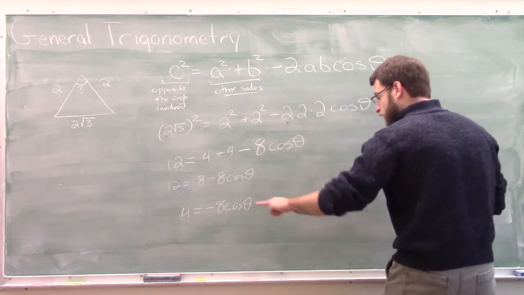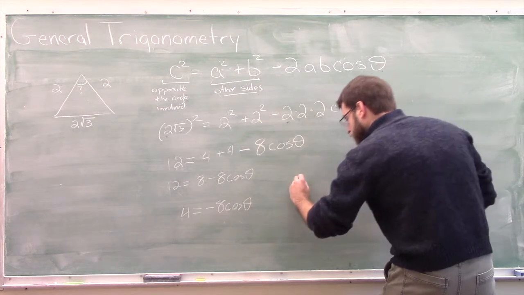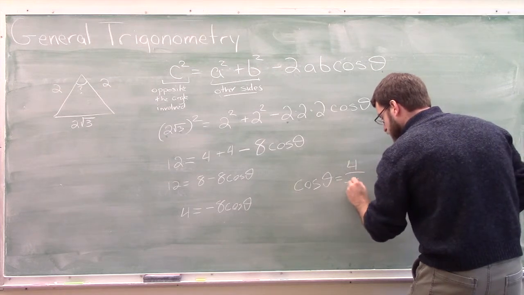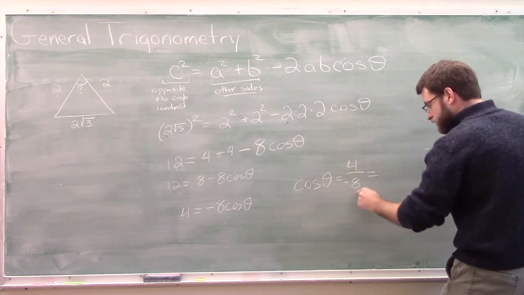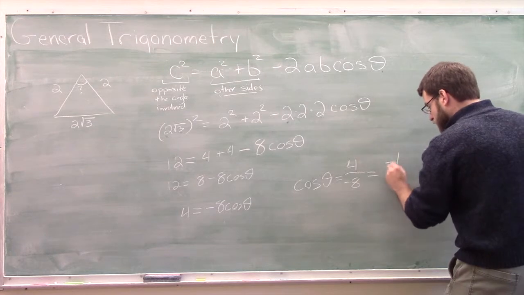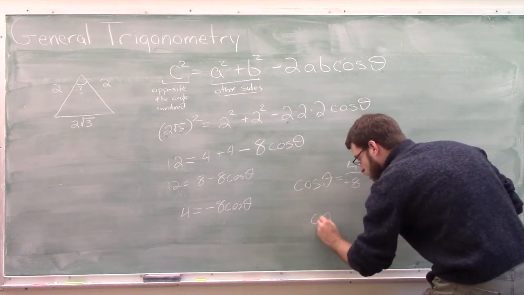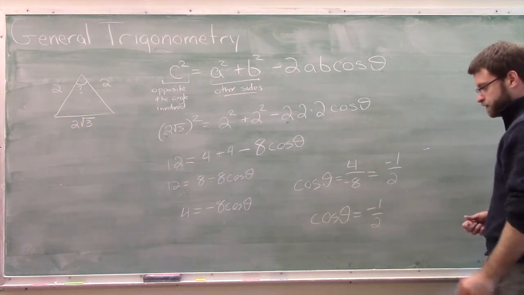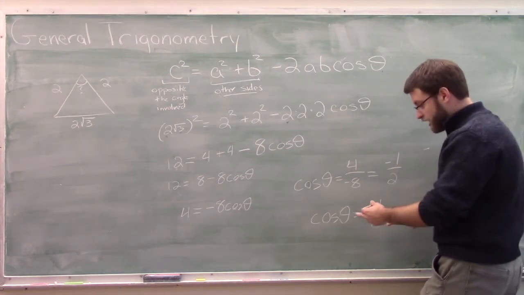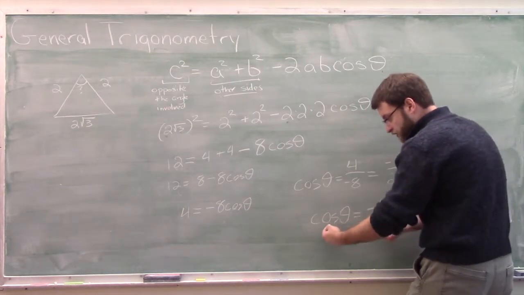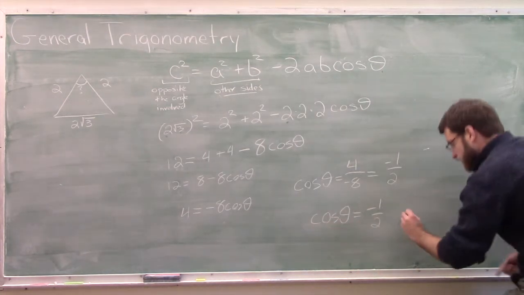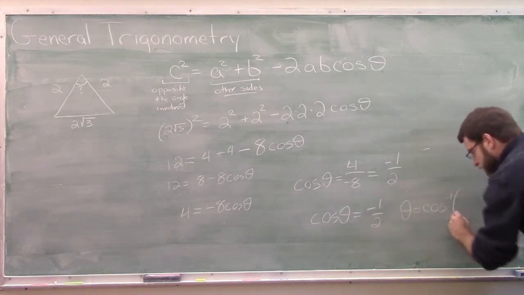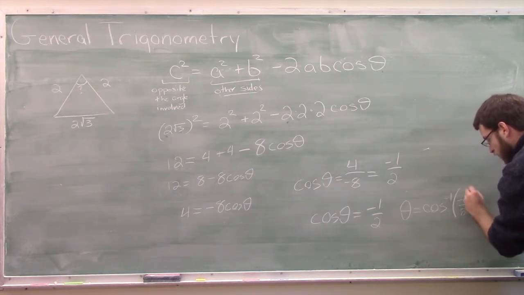Right? So if we divide both sides by negative 8, we get cosine of theta is 4 divided by negative 8. If we reduce that fraction, take out the common factor of 4, we get negative 1/2. So we know that the cosine of theta is equal to negative 1/2. If we want to solve this algebraically for theta, we need to apply an inverse cosine function to both sides. And we get that theta is equal to the inverse cosine of -1/2.